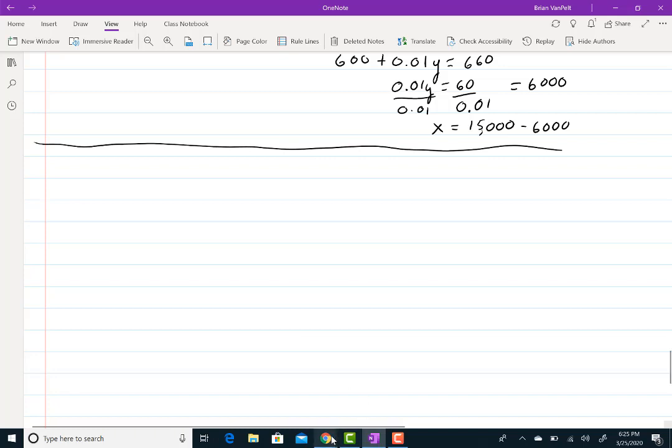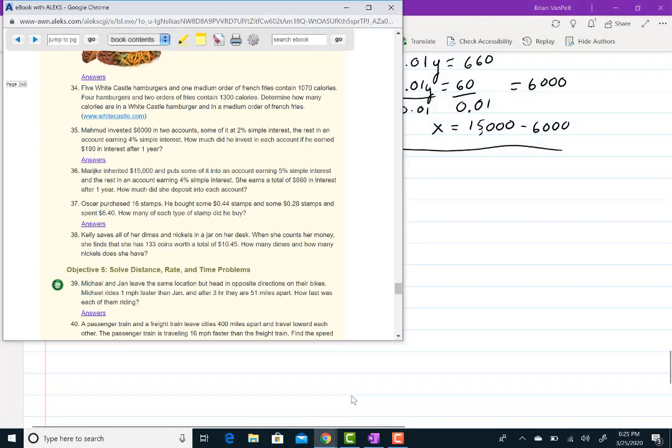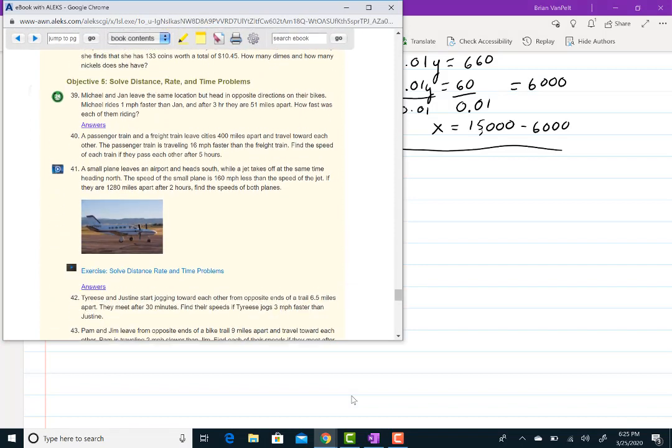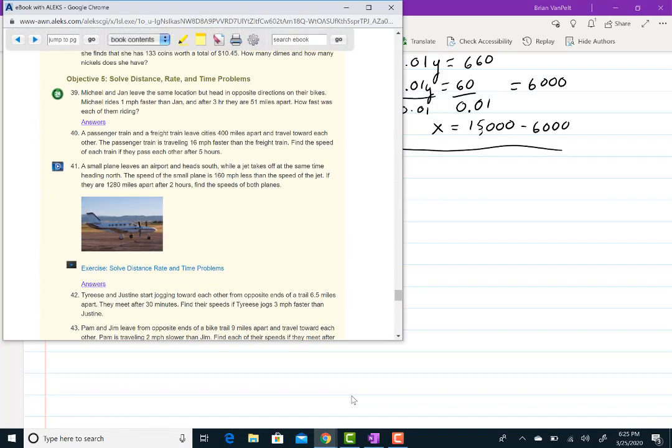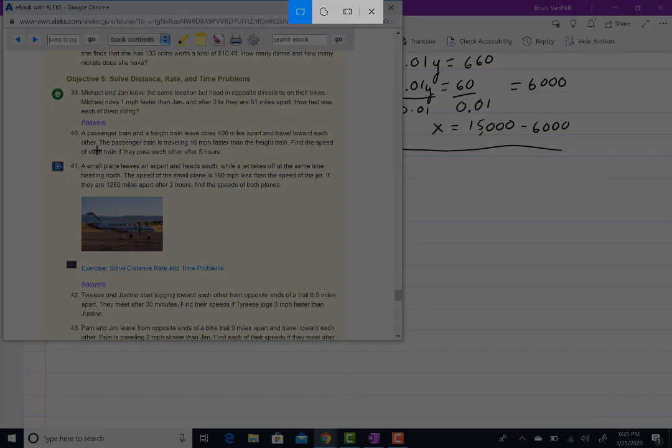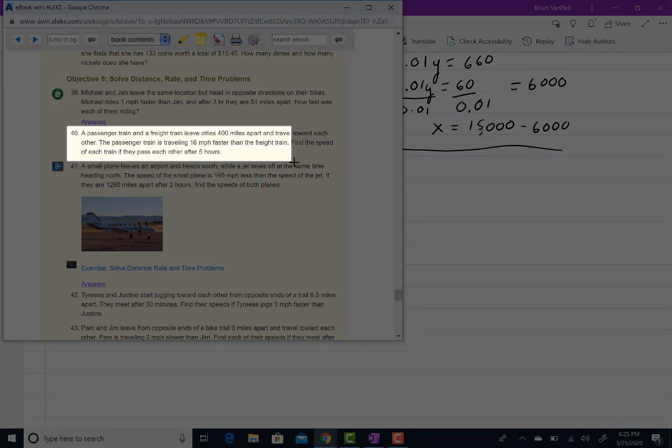Now, none of this, as you know, would be complete unless we did some of those problems involving trains. So let me get one of them out. I'll grab number 40 from the textbook.